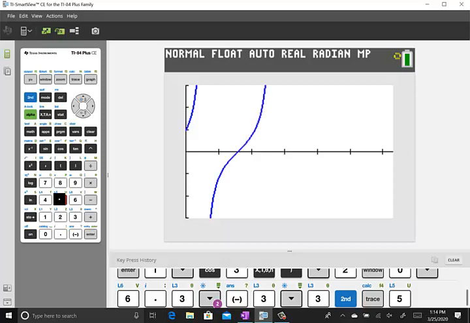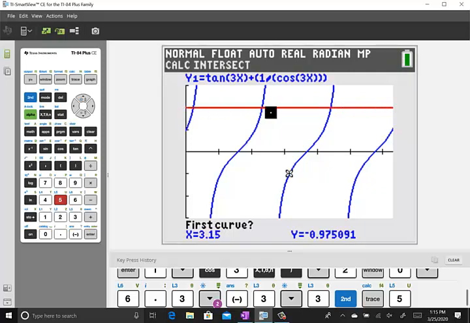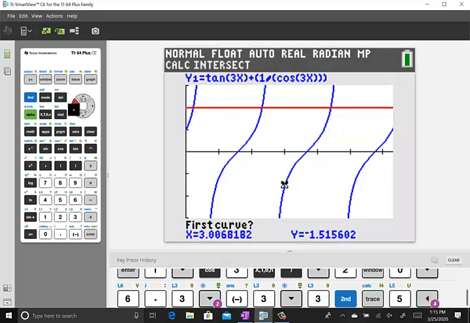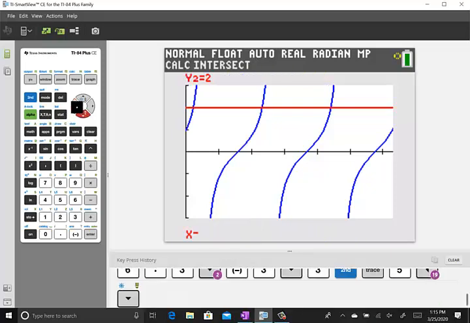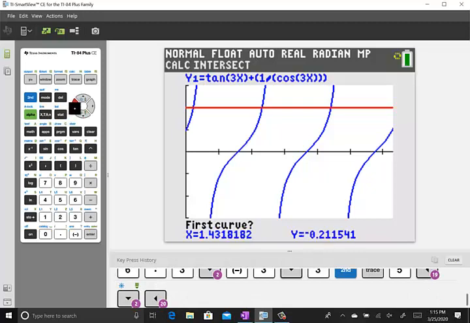We want our window to look like this because this is the interval in which we are working. So you see how it intersects only 3 times? That means we only have 3 answers. So you see how it says first curve? You have to find them all on separate occasions. So I'm going to go to the far left one. So I'm pressing left until it's over there. It'll eventually get there, I promise. It will. Just keep pressing.